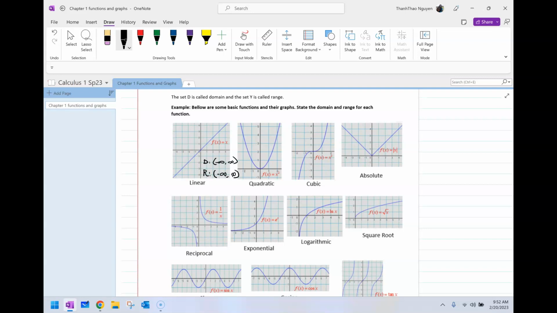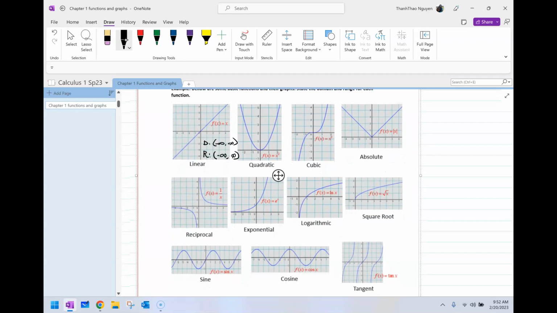A quadratic function is a square function. You would take any value of x, but because we square it, the answer will always be positive. So the domain here is all real numbers, but the range is from 0 to infinity. Note that it includes 0. The cubic function, the domain is negative infinity to infinity. The range is negative infinity to infinity.